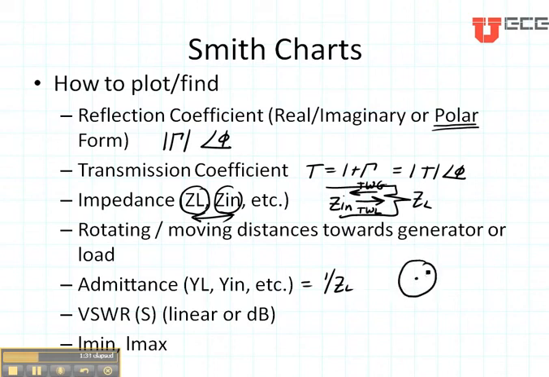The admittance, like YL, is 1 over ZL, and that is found by translating through the Smith chart. So you look at the center of the Smith chart. If you happen to have Z on one side of the center, you have Y on the opposite side. So the admittance and impedance are found by translating through the center of the Smith chart.